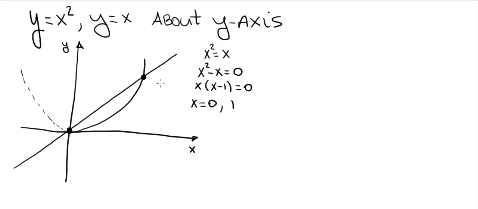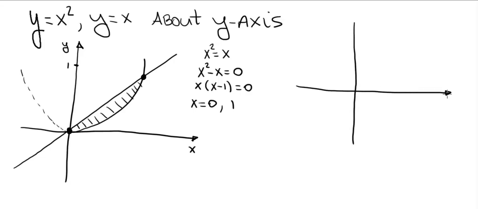But this time we're going to need the y coordinates of the points of intersection. So when x is 0, y is 0, and of course when x is 1, y is also 1. Here's our region. It will be rotated about the y-axis. So what we want to do is sketch the region again without any extra stuff, just the region itself. And so here it is. This is the parabola part, and this is the line part. And the axis of rotation is the y-axis.